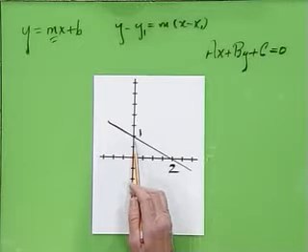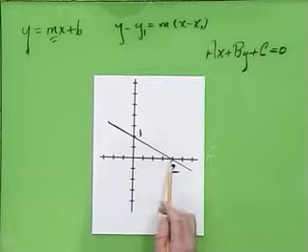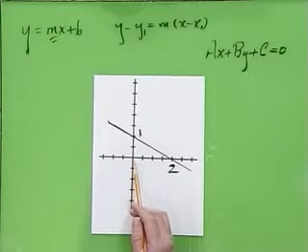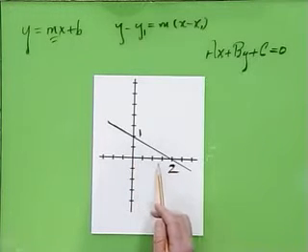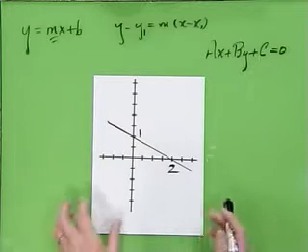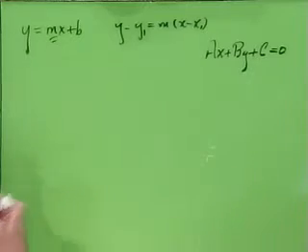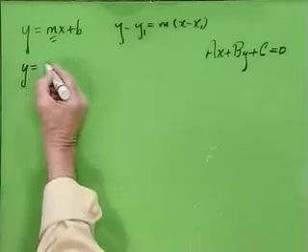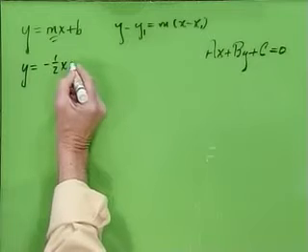So Jessica correctly said that B was 1. And then she said if you go down 1 and over 2, that means the rise is -1 and the run is 2. So that's -1 over 2. So she said the slope was -1/2. And therefore, she came to the equation that y equals -1/2 x plus 1.